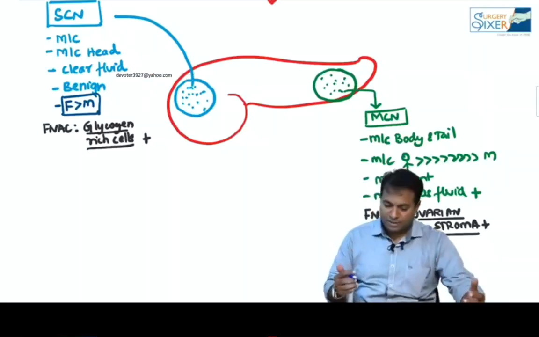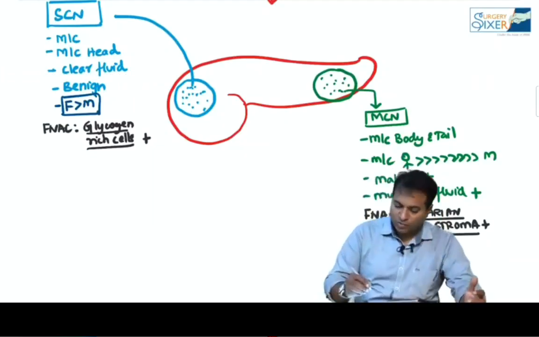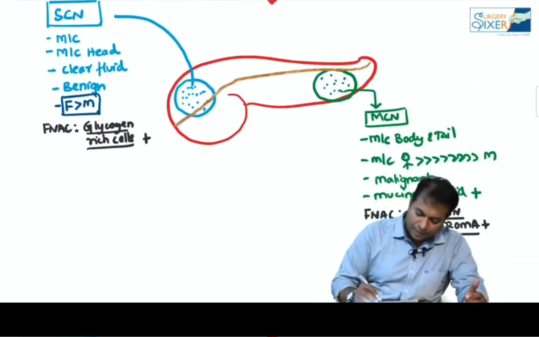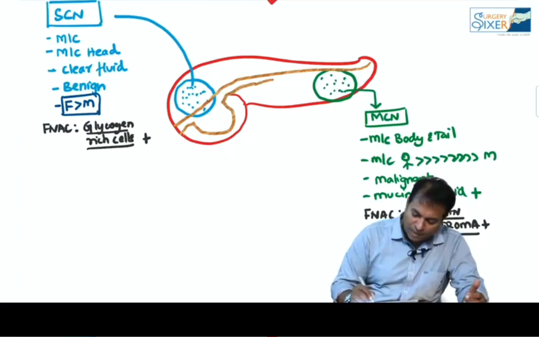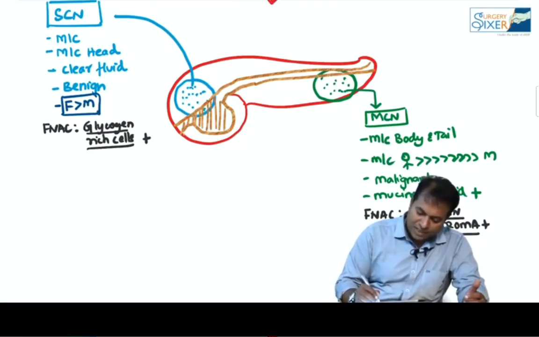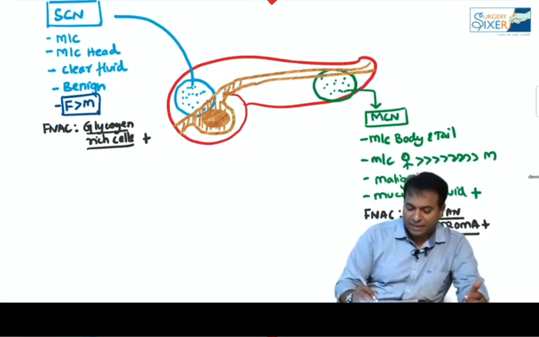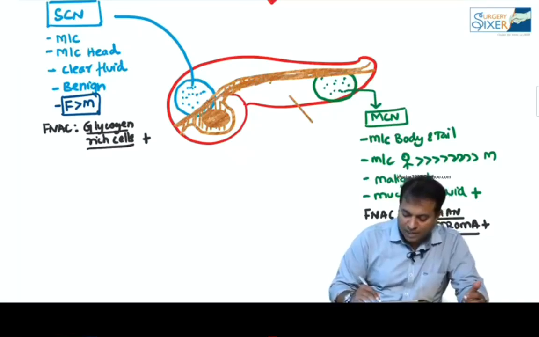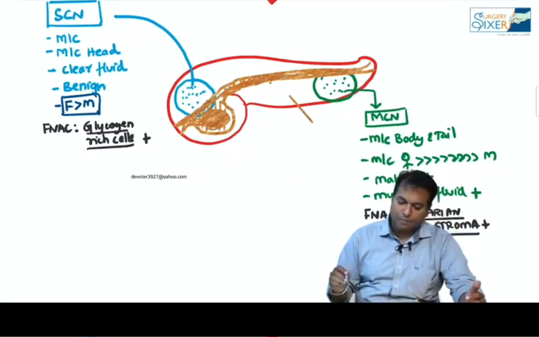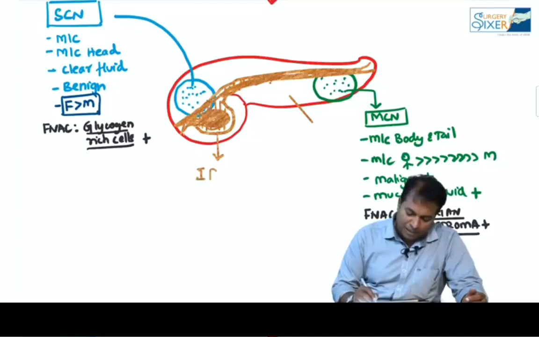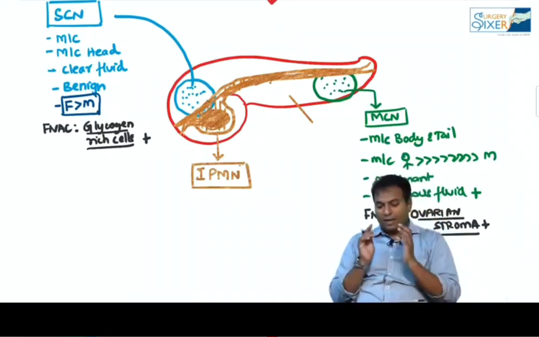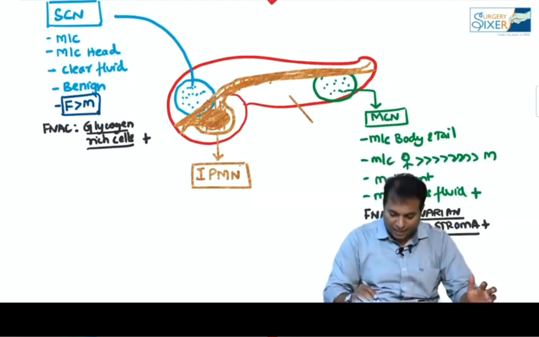Is there any other tumor? There are so many cystic neoplasms, but please don't forget the one which may be asked in your exam. This is a duct, and this is the cystic neoplasm arising from the duct, more commonly in the head. Because it arises from the duct, the duct is dilated both distally and proximally. This is therefore known as intraductal papillary mucinous neoplasm, because it arises from the ducts like this.